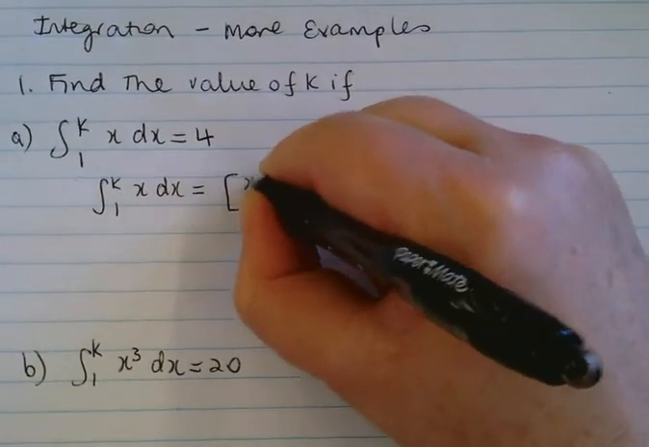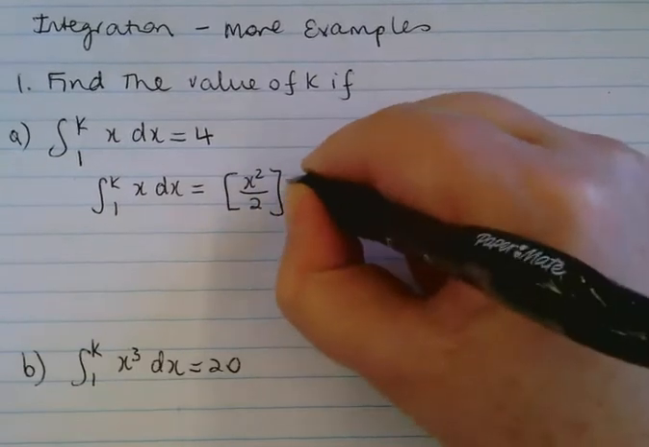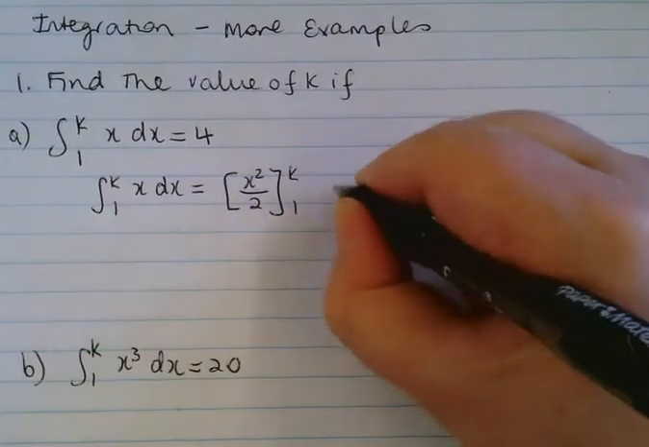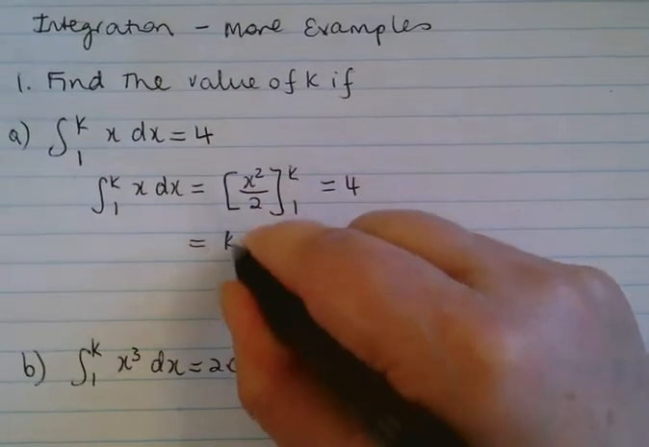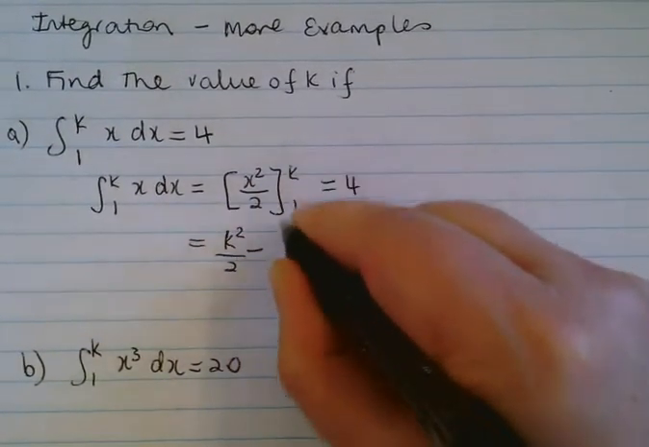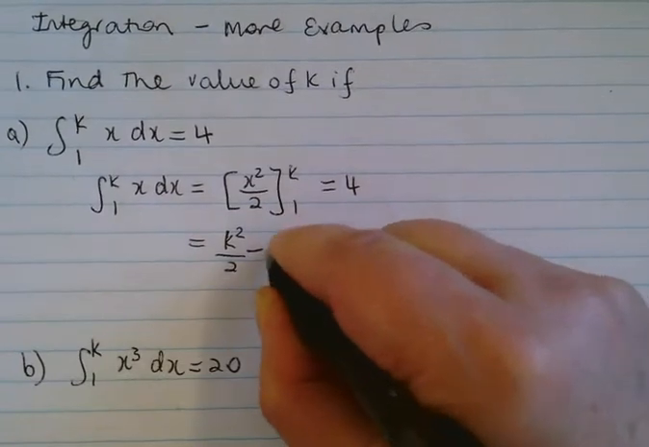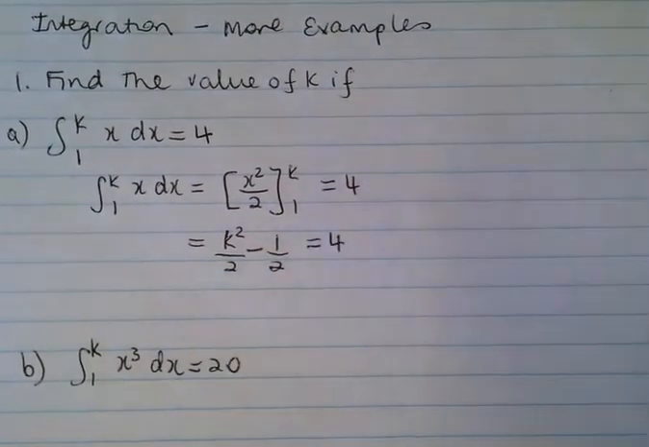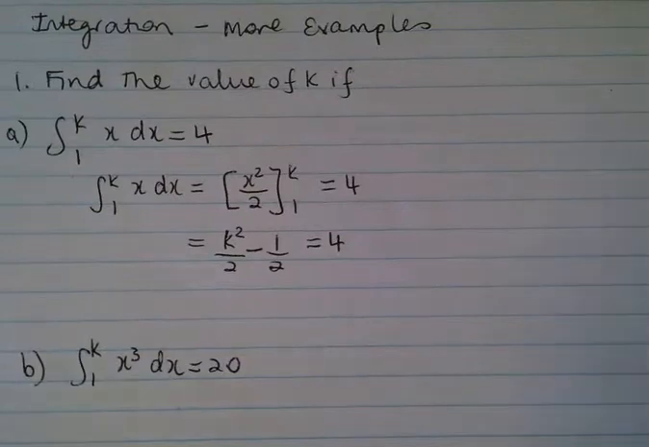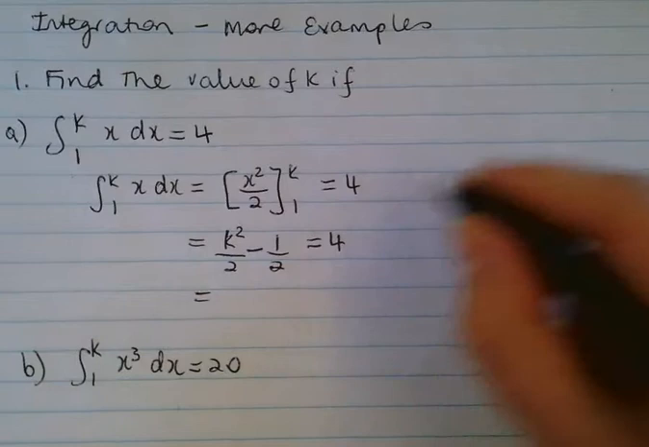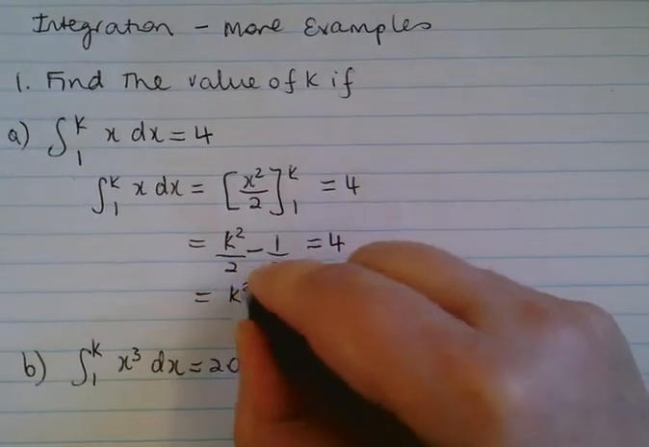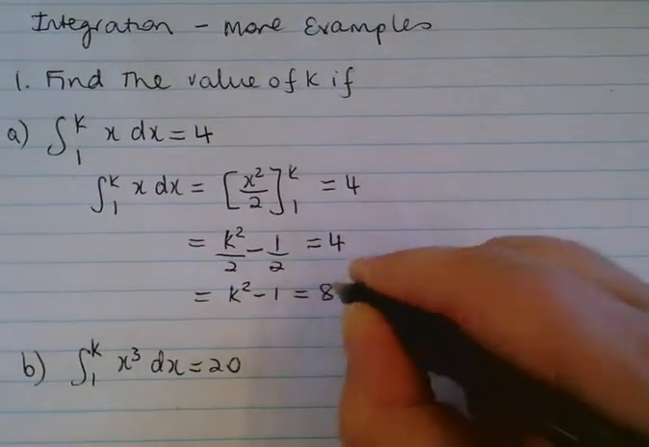Don't you go x squared on 2 between the values of k and 1? Well, that equals 4. So then I do my substitution. So what do I get if I substitute? I get k squared on 2 minus 1 squared on 2, which is a half, is 4. Now what should I do? Multiply through by 2. So k squared minus 1 equals 8.